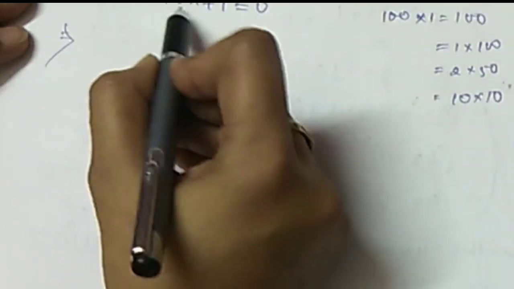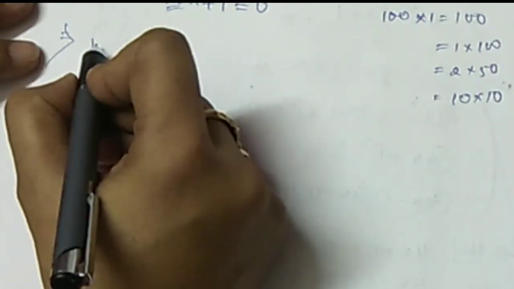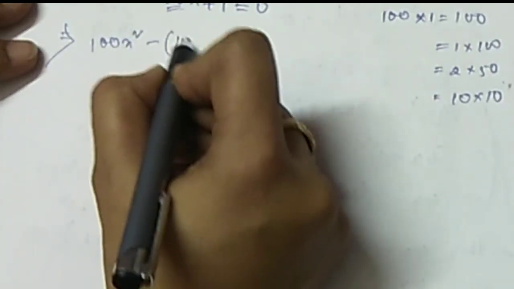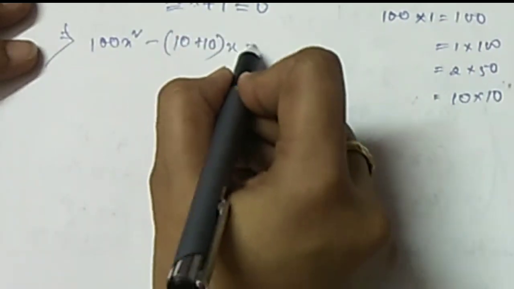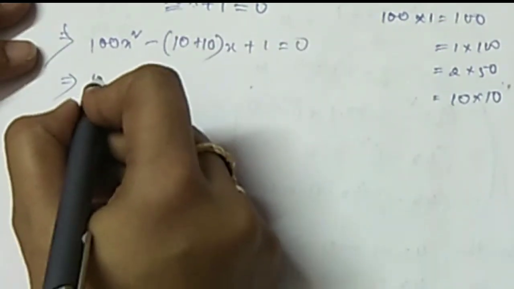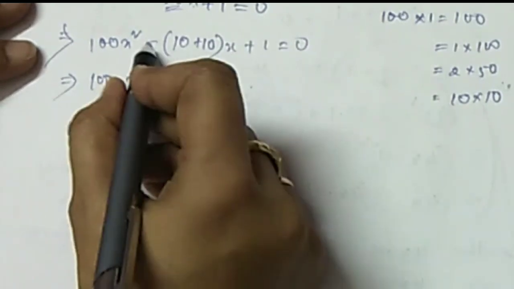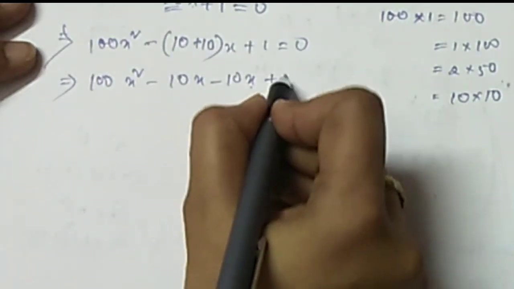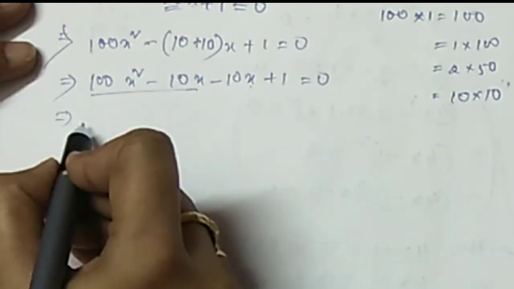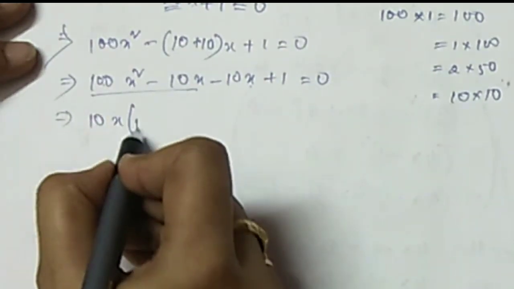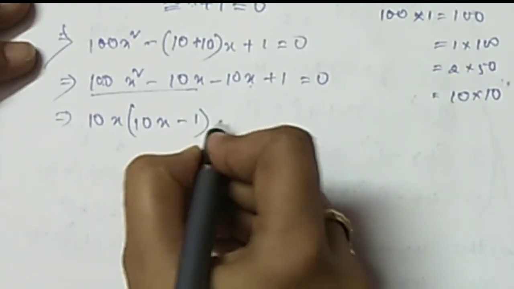You go for finding the factors. 1 into 100, then many more factors you will get, but if I take 10 and 10, then you will get 20. So 100x square minus 10x minus 10x plus 1 equal to 0. From there you will get 10x common. So here is left 10x minus 1.